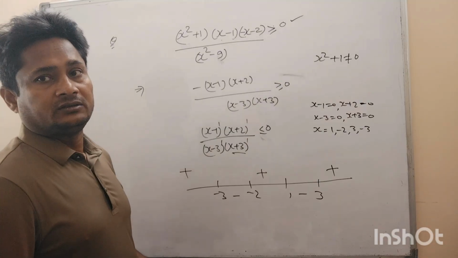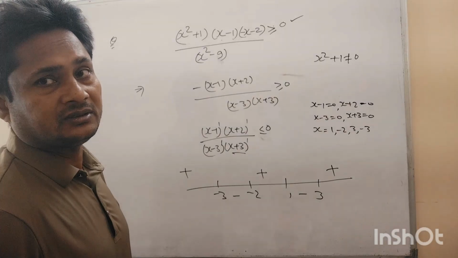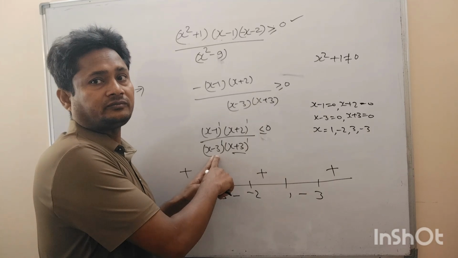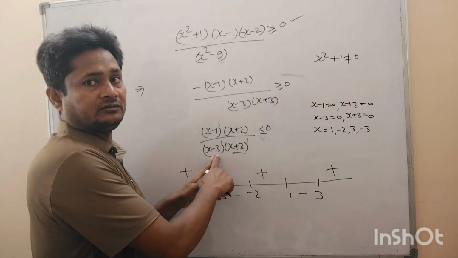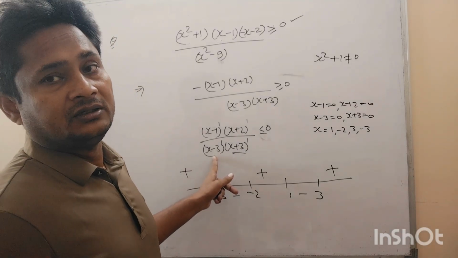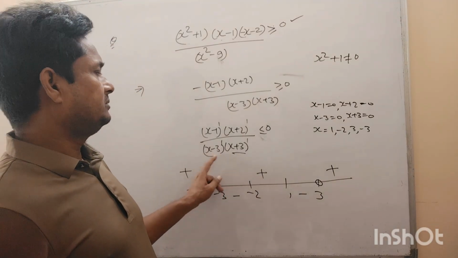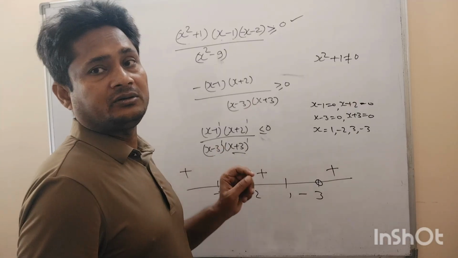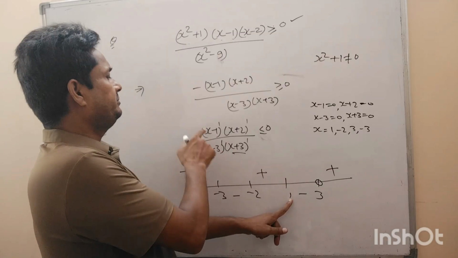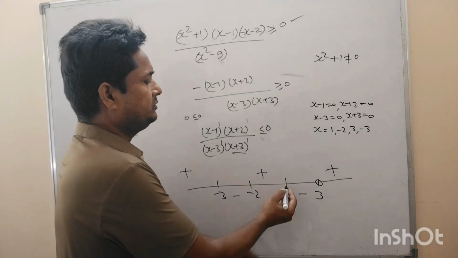Plus sign. Now it is given less than or equal to 0, so we have to see which root is included or excluded. In the denominator, if you put x equal to 3 here, 3 minus 3 will be 0. 0 in the denominator is not possible. So we have to exclude this number. 3 will not be included because it makes the denominator equal to 0. Now check 1. If you put x equal to 1 here, it will be 0. 0 into any number is 0. So 0 less than or equal to 0 is true. That means 1 will be included.